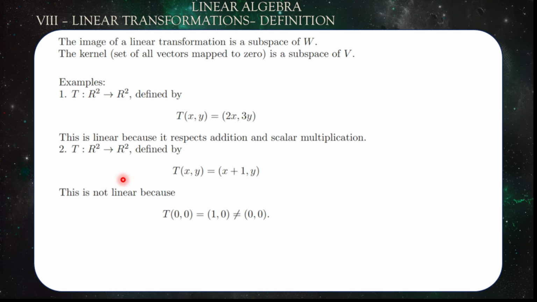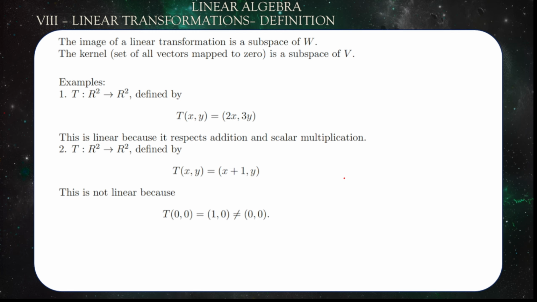For the second example, T is the transformation from R2 to R2 defined by T(x, y) equals (x plus 1, y). Is this linear? No. Simply because if you replace x and y by 0, T(0, 0) does not give us the zero vector, but instead (1, 0), which is different from (0, 0). Hence, it's not linear. It does not send us back to 0.